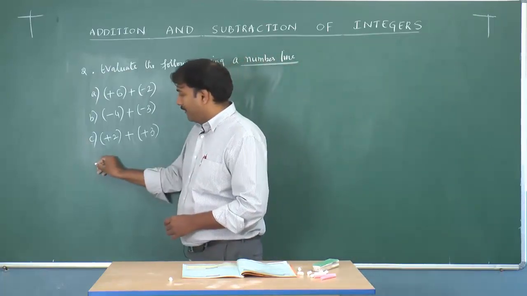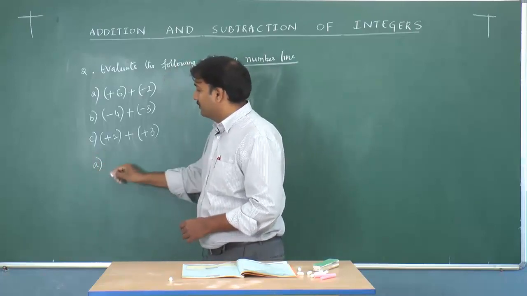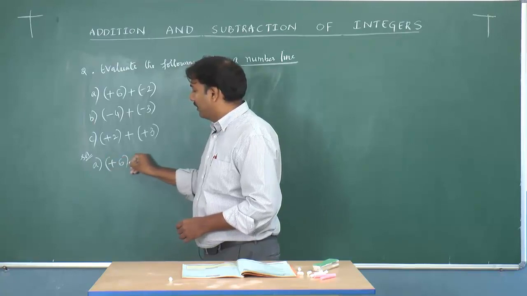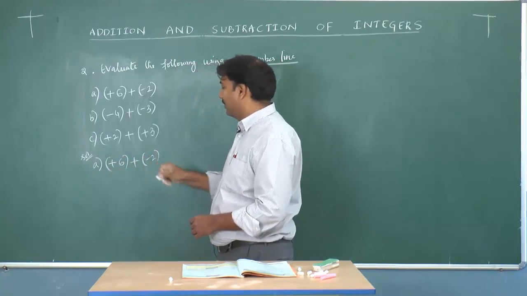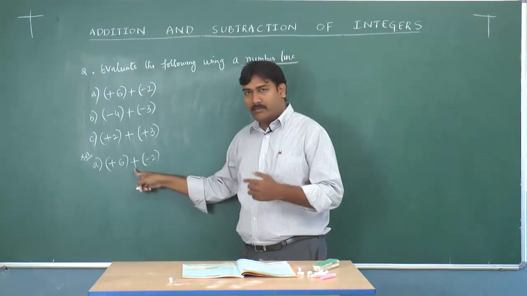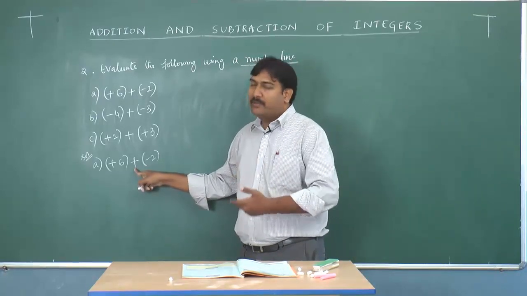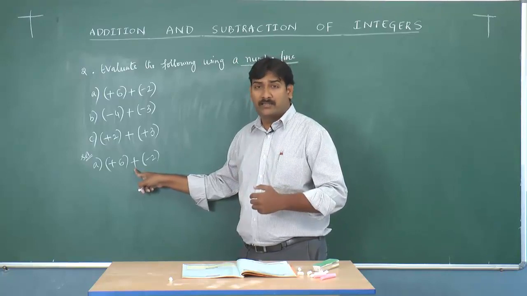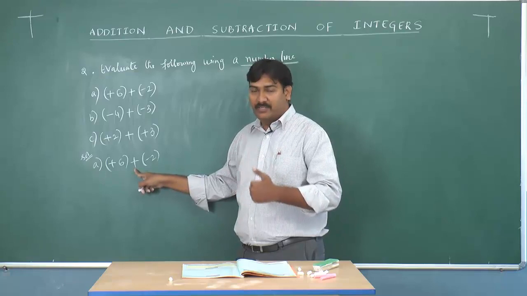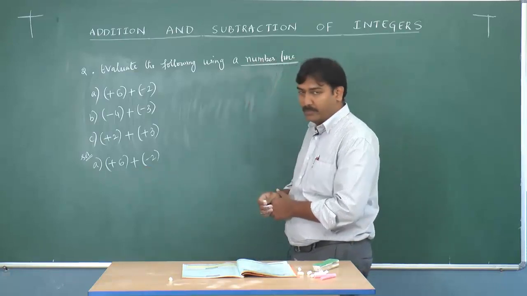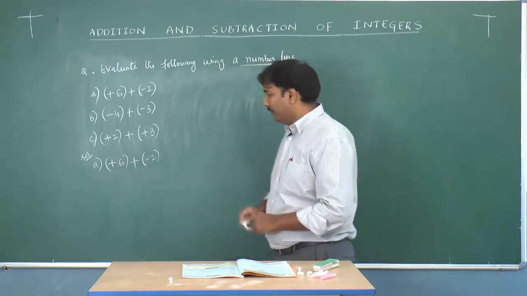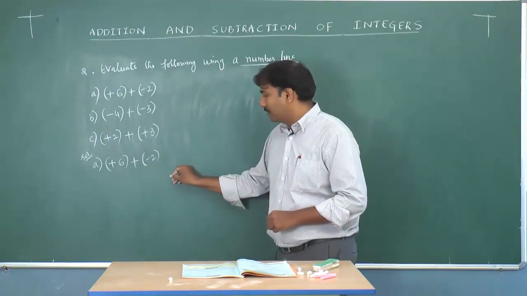The first one is asking you to evaluate plus 6 and plus minus 2. Whenever you evaluate, first check yourself whether we are going to add or subtract. Here it's going to be addition. Whenever it's going to be subtraction, as I told you, we need to translate that into addition, then proceed with the problem. Here it's already addition, so it's not a problem. So first, draw a number line.